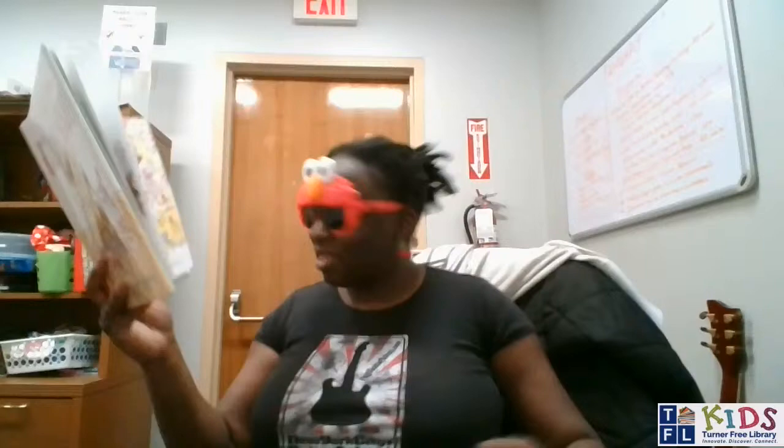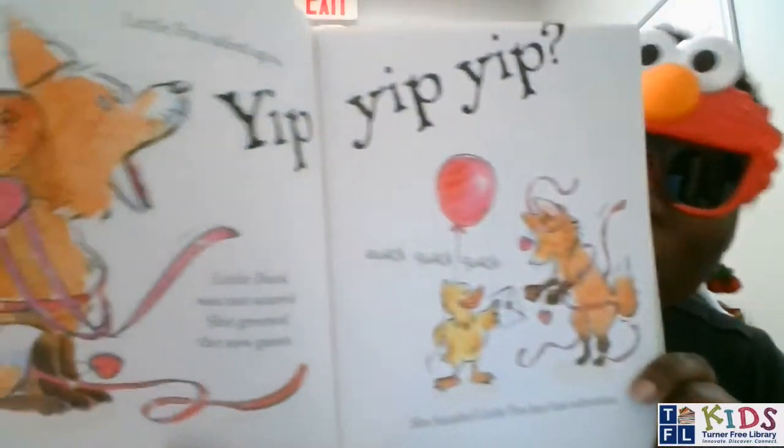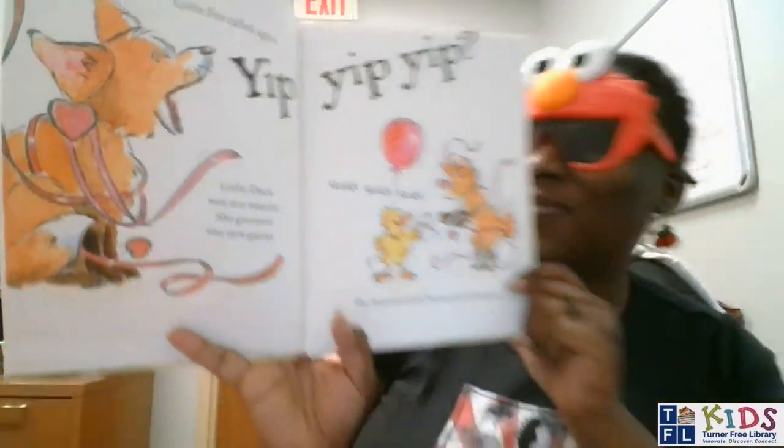The chickens stopped dancing. The sheep stopped dancing. The pigs stopped dancing. The mice hustled right out into the hay. Little Fox called again, "Yip, yip, yip!" Little Duck was not scared. She greeted the new guest. "Quack, quack, quack," said Duck as she handed Little Fox her last valentine. Little Fox handed her a valentine right back. "Yip, yip, yip! Quack, quack, quack!"